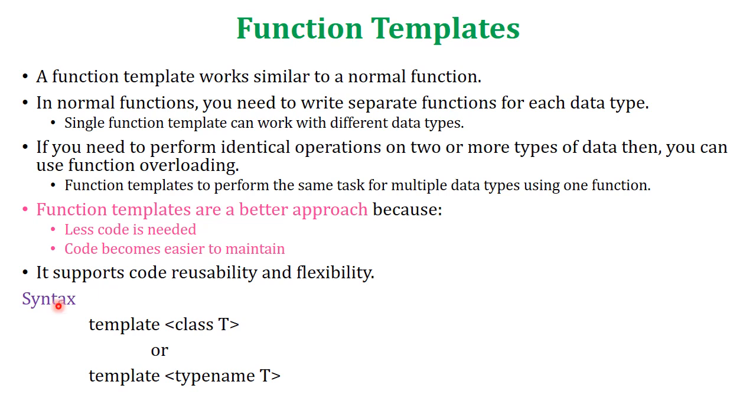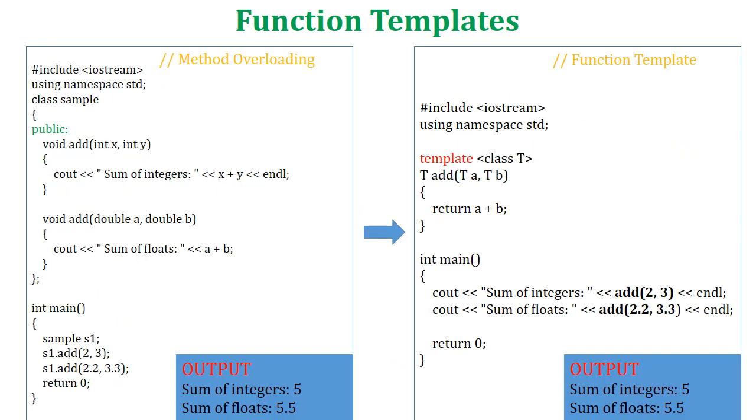So the syntax is template within angle brackets class T, or template within angle brackets typename T. We will see the method overloading and function template comparison. So first, method overloading. Already you know the method overloading concept, right? We use the same function name and different parameters. For example, for different data types, we use a different function to handle each data type.